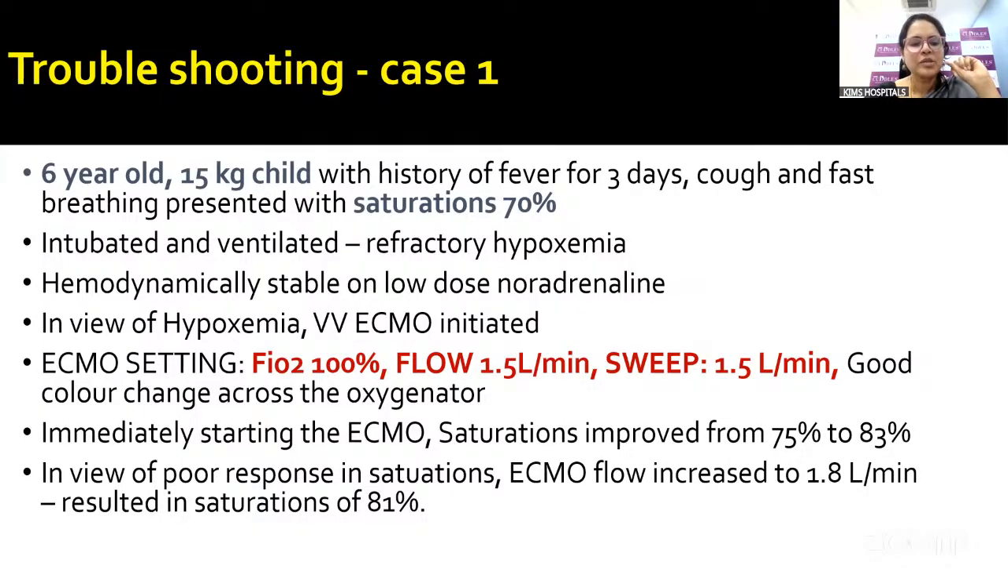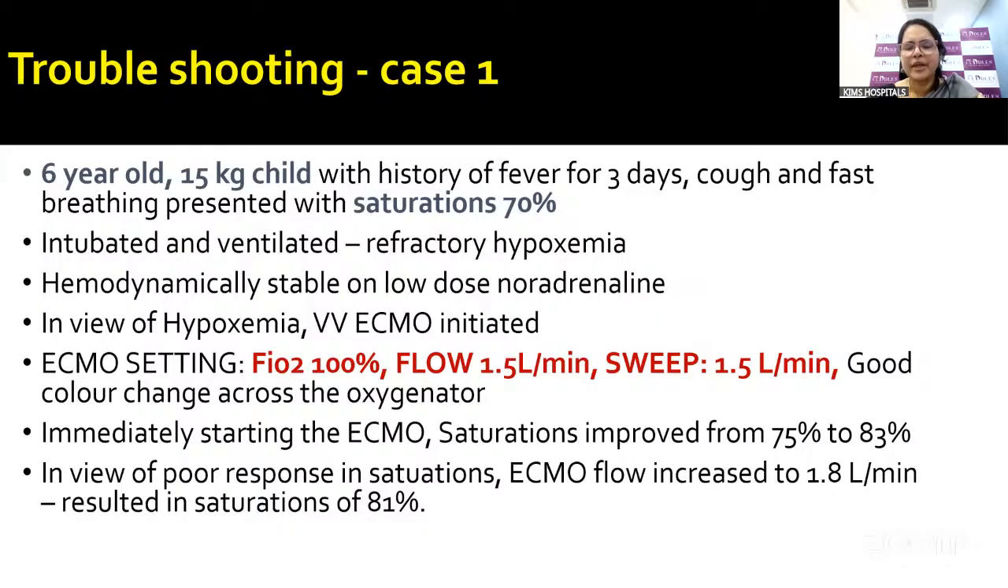So in terms of ECMO settings, the child was started on FiO2 100% with a flow of 1.5 liters per minute. So he's 15 kg, 100 ml per kg per minute. The sweep flow rate was also 1.5 liters per minute, which is 1:1 ratio of sweep gas flow to ECMO flow, with good color change across the oxygenator. So which shows that the oxygenator is functioning pretty well.